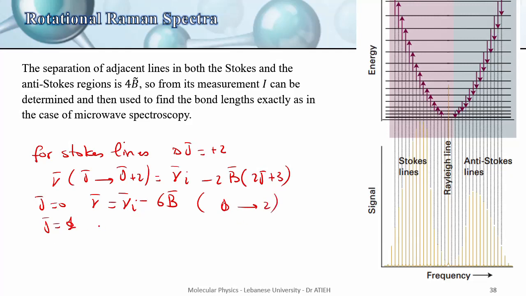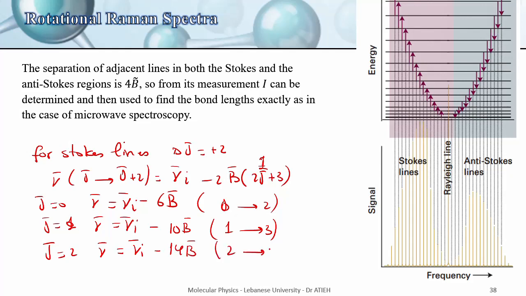When J is equal to 1, nu bar is equal to nu I minus, substituting 1 for J, 2 plus 3, 5 times 2, 10, so minus 10B bar. This is a transition from 1 to 3. And then J equals 2, nu bar is equal to nu I minus, substituting 2 for J, 2 times 2 is 4, plus 3, it is 7 times 2, it's 14, so minus 14B bar. This is a transition from 2 to 4. So where are the Stokes lines? Here are the Stokes lines.